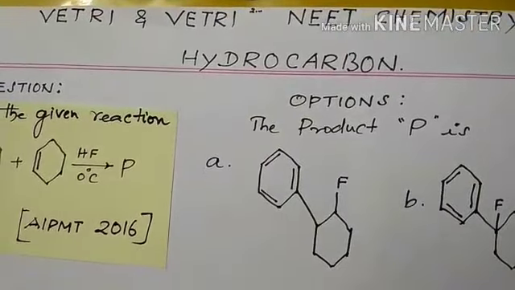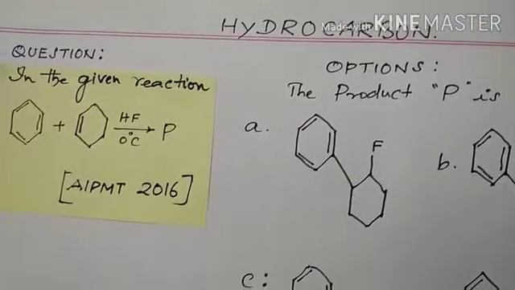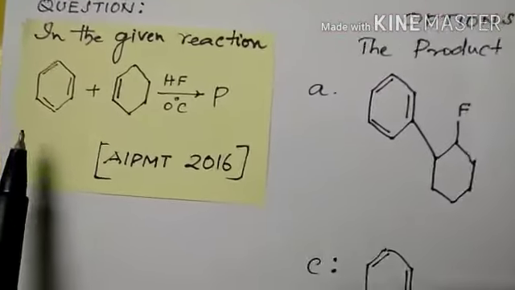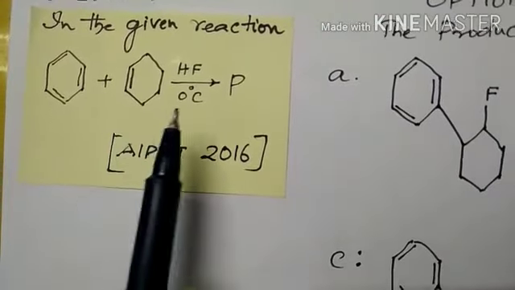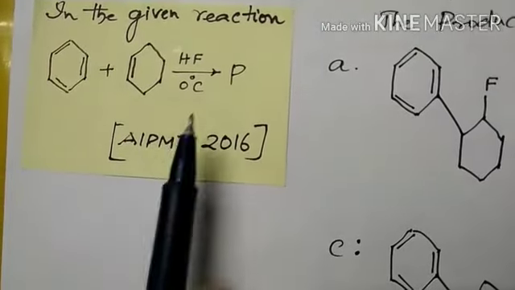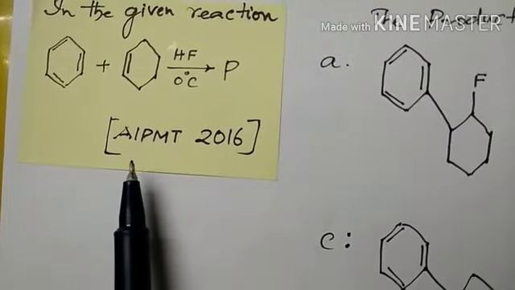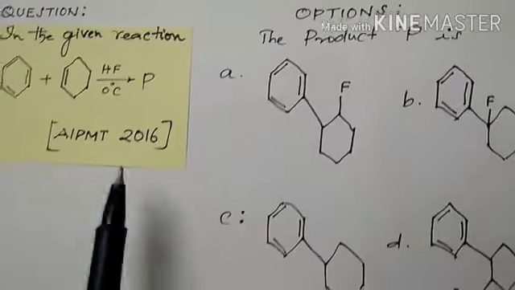Now I am moving to the topic. In the given reaction, benzene is there, another compound cyclohexene is there, in presence of HF at 0 degrees. What is the product? This is All India NEET 2016.